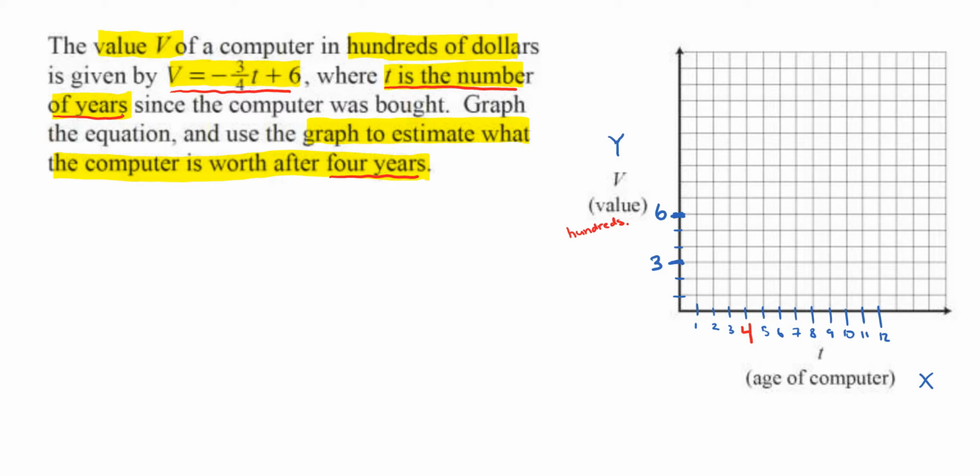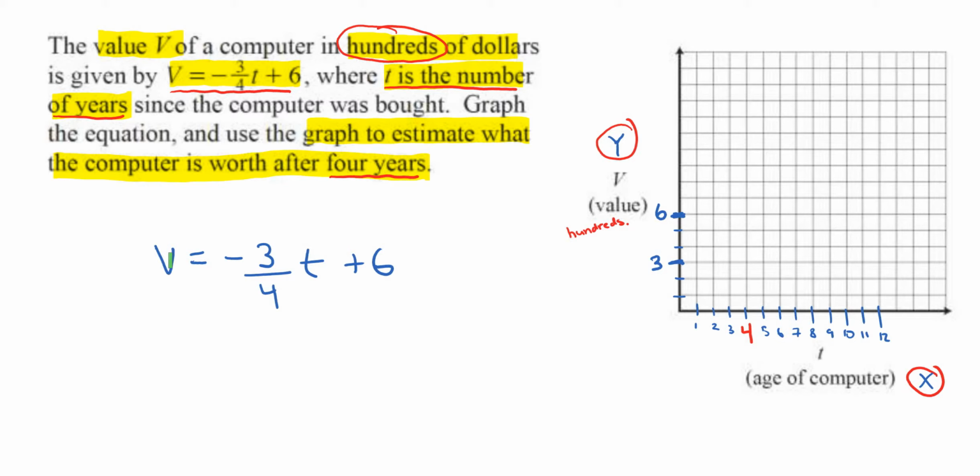Okay, so I've gone ahead already and I've labeled my graph here. So your x variable represents t for time, age of the computer, and your y variable represents the value of the computer measured in hundreds of dollars, right? So hundreds of dollars there. So this 6 really means $600. Okay. What I'll do first here is I will just try to graph this by looking at my equation here. So I have v equals negative 3 over 4 t plus 6.